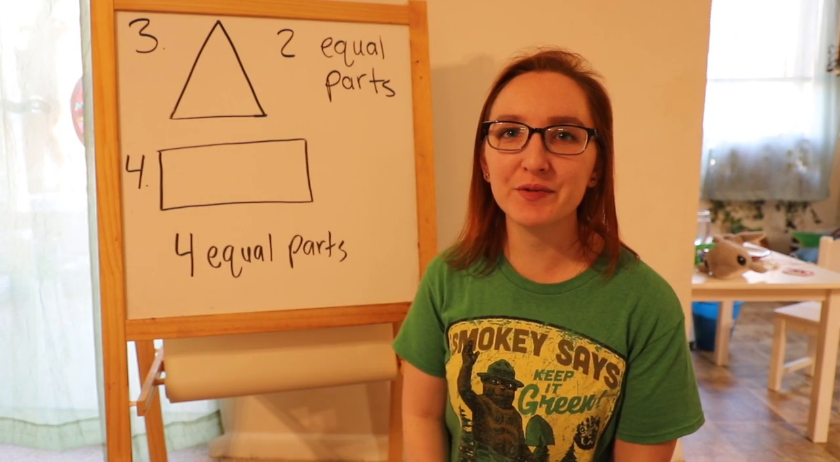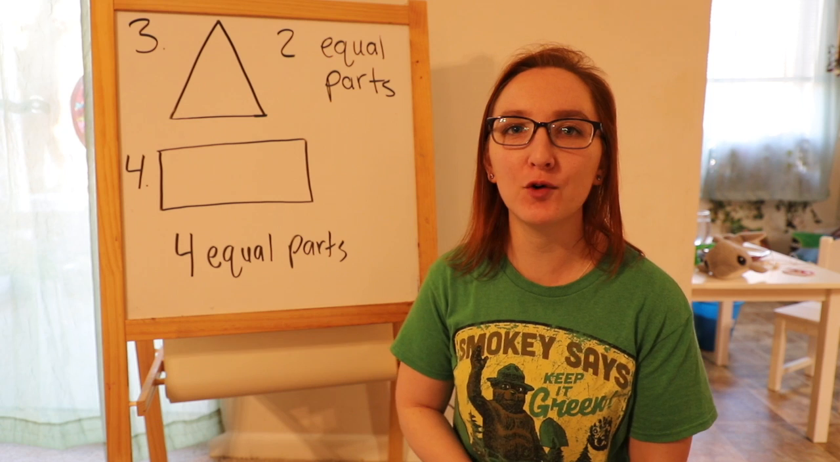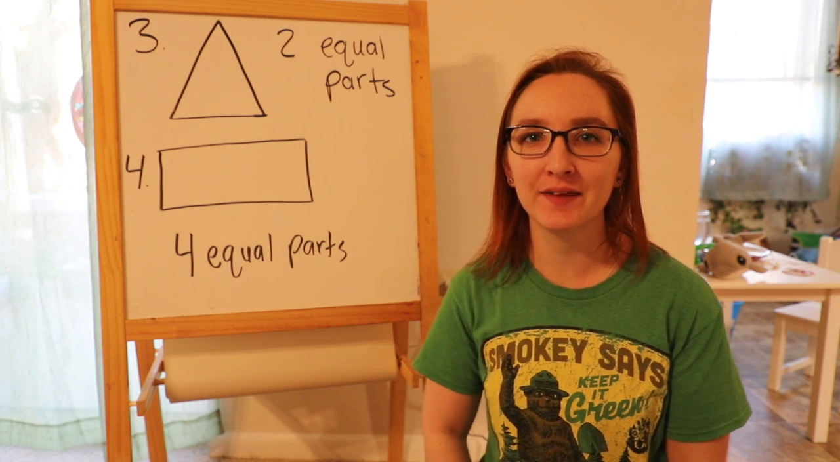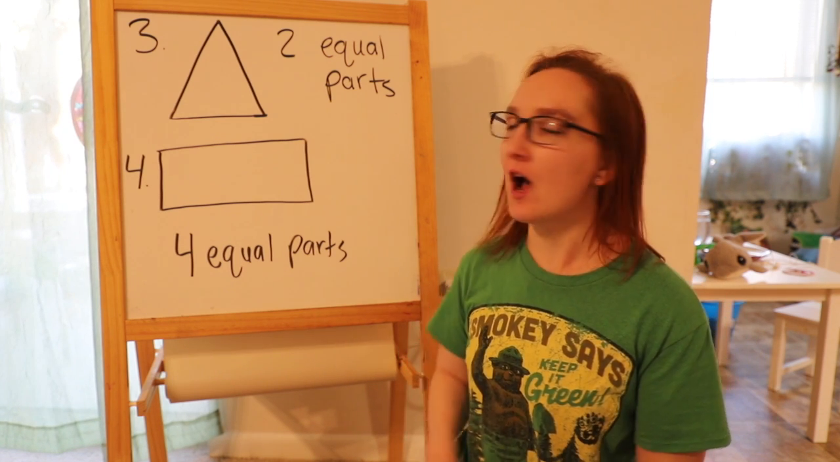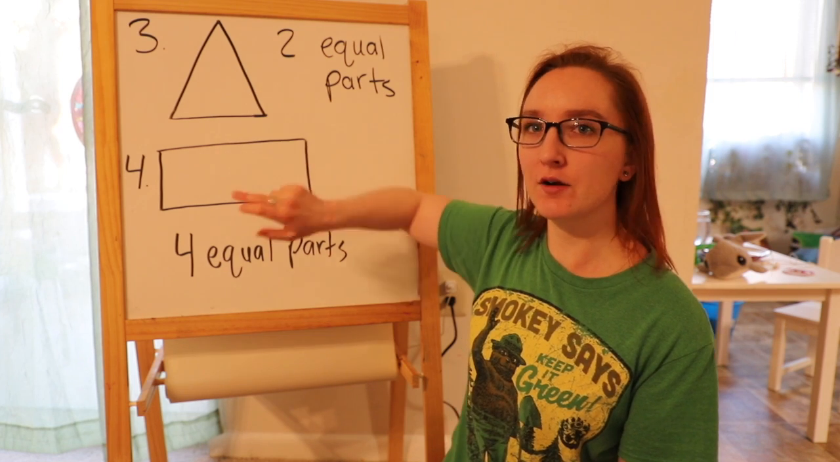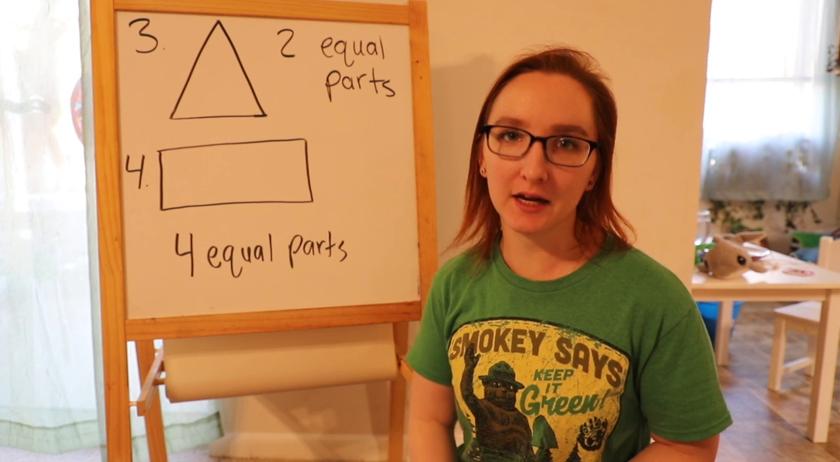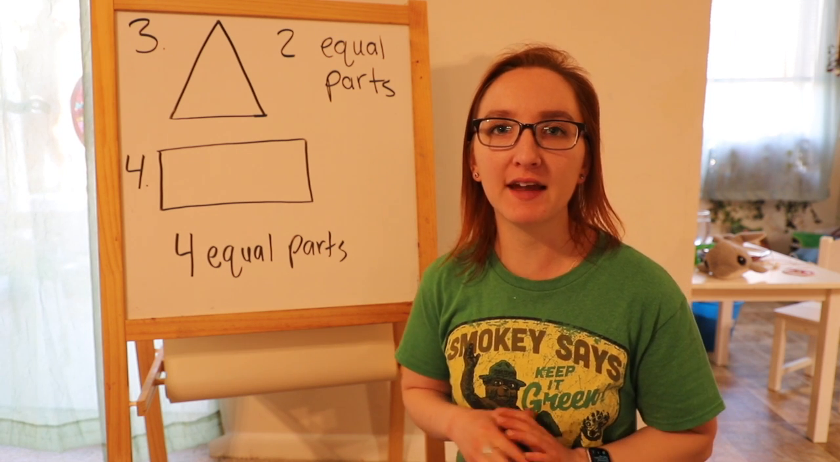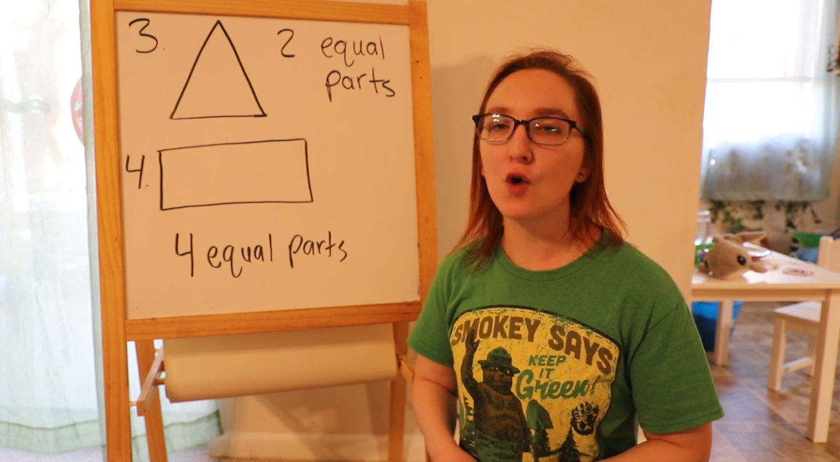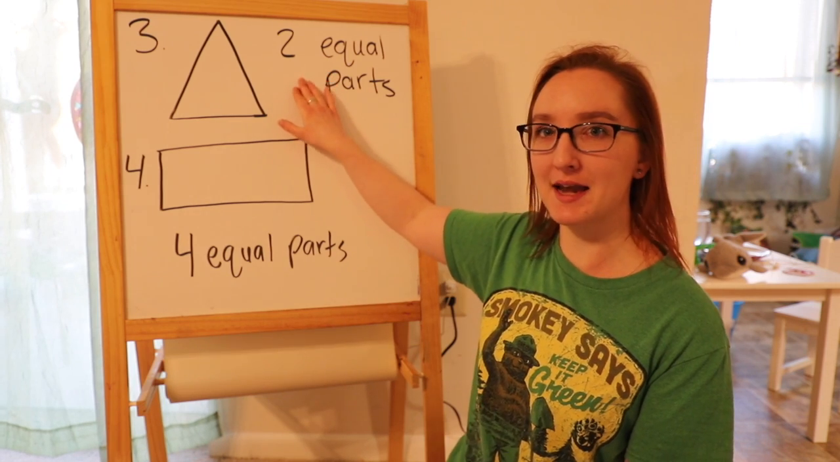Alright, so now it's time to move on to problems number 3 and 4 on page 682. What you're going to see there are 2 shapes. We've got a triangle and a rectangle, and it's telling you how many equal parts at once. So instead of counting how many equal parts there are, we're going to make that many.